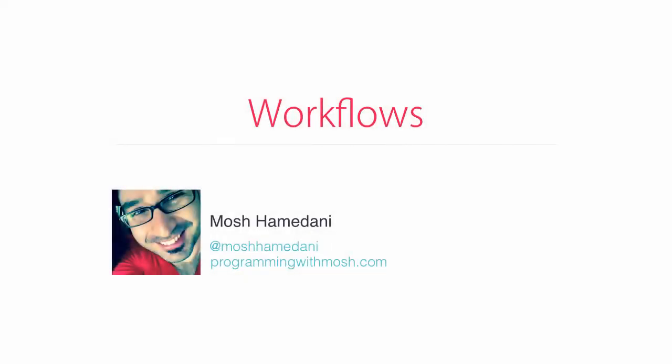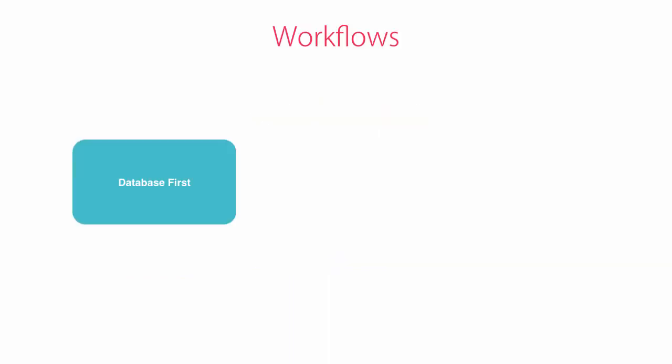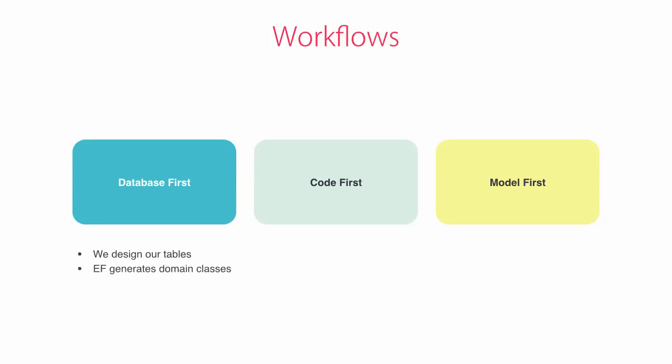So there are three workflows to build a domain model using Entity Framework: Database First, Code First, and Model First. With Database First, of course, we start with the database. So we design our tables using visual designers and then have Entity Framework generate the domain classes based on the database. This is the traditional approach that a lot of developers have been doing for years.